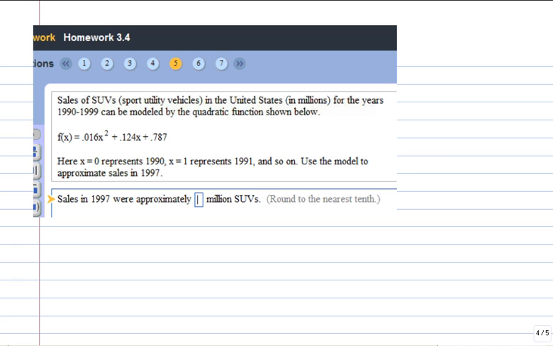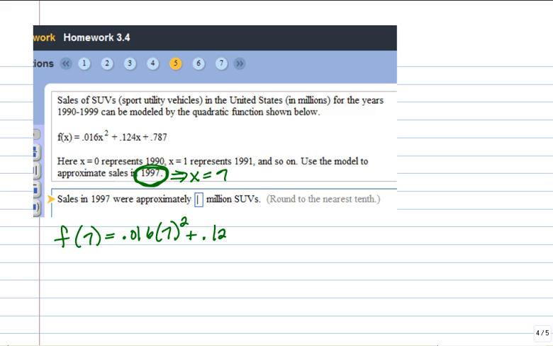Number 5, kind of similar, just changing the letters and what they mean. The sales of sport utility vehicles in the U.S. in millions can be modeled by the quadratic function shown here. X equals 0 is 1990, X equals 1 is 1991, and so on. Use a model to approximate sales in 1997. So this one's a little bit different because what do we know? What does 1997 tell us? It tells us the value of X. X would be 7 in this case. So to solve this problem, the only thing we have to do is plug in 7 for X.